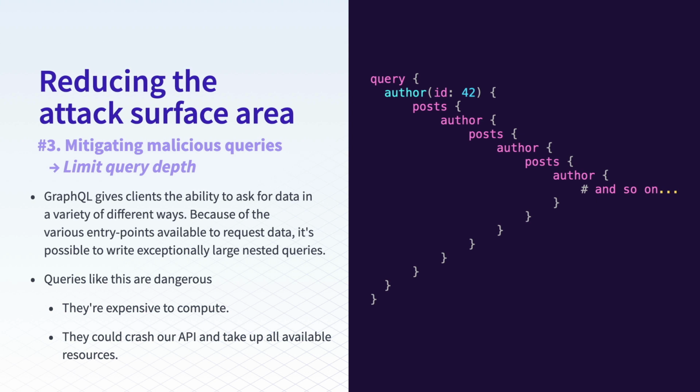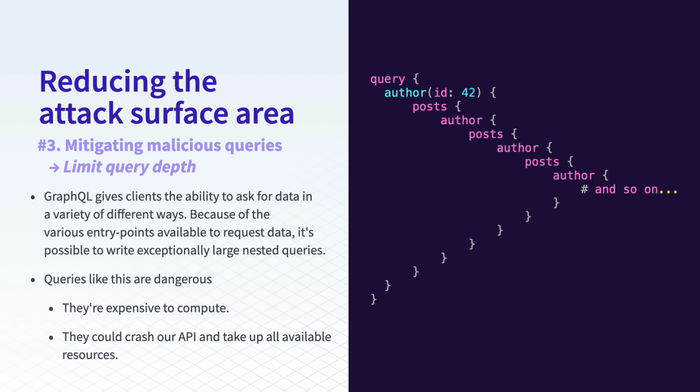So tip number 3 is called mitigating malicious queries. One of the best things about GraphQL is the declarative nature in which we can ask for what we want. Because of the various entry points available to create a query, in addition to how we structure relationships, we could make it possible to write some inordinately deep queries. Like in the example shown here, such a query would certainly impact the performance of a production server, disrupting it or even taking it down.